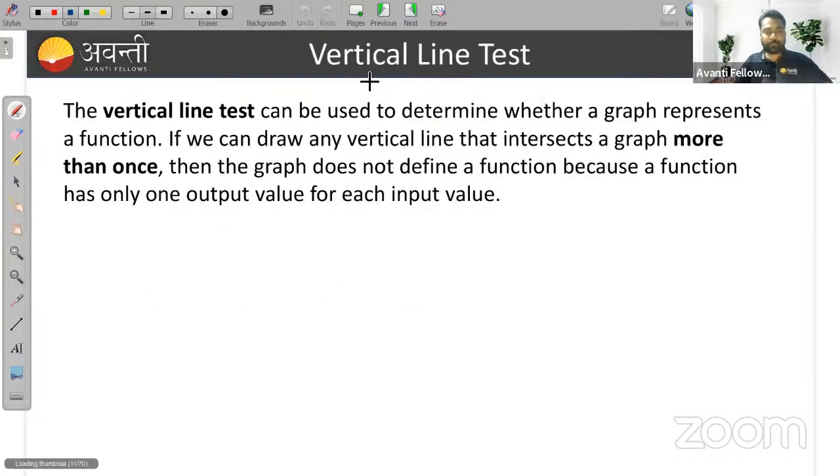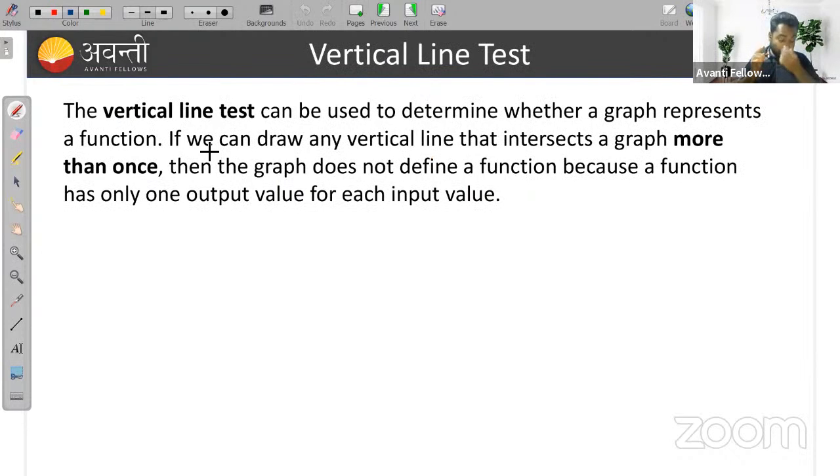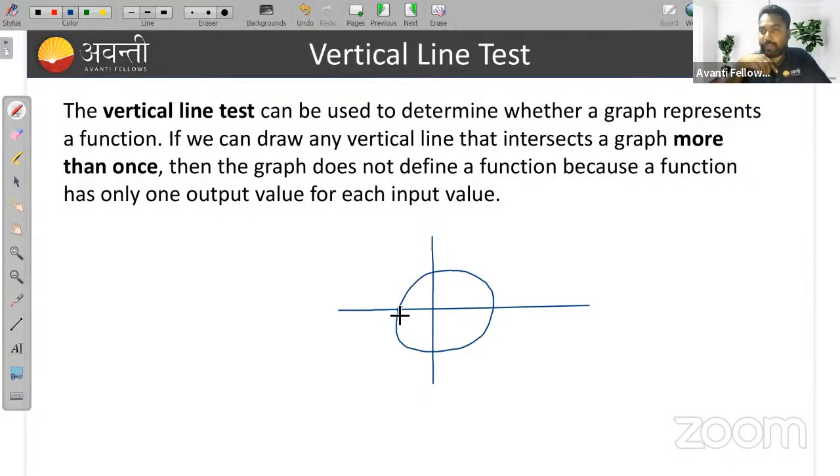Next. Now we'll see one important test to check whether a relation is a function or not, and this is called the vertical line test. It's a very simple concept, there is nothing much in it. Suppose here I am giving 3 graphs of functions. Suppose this is my function. First, what I'm trying to explain is, suppose I'm giving you a graph of a function. Suppose here I'm taking a circle. So tell me whether it is a function or not.